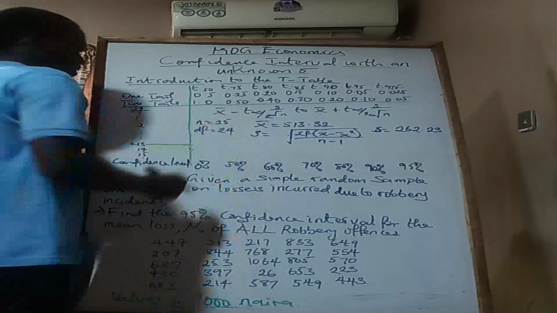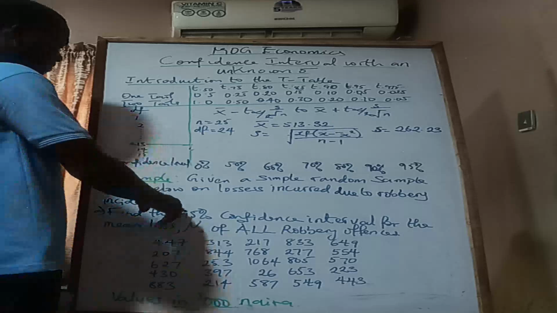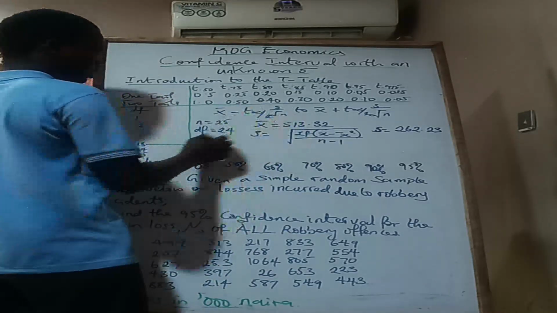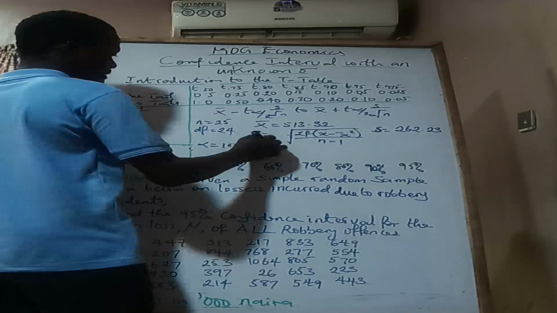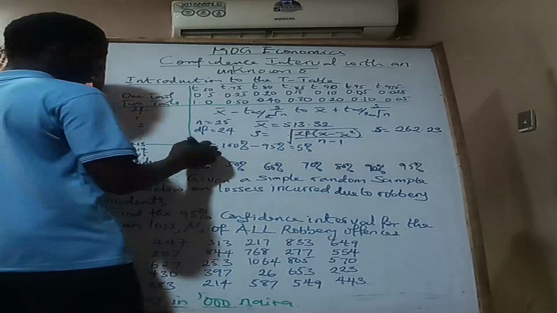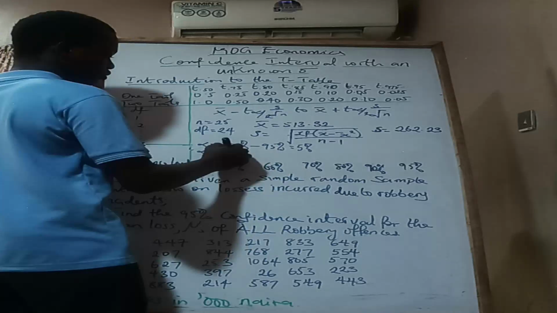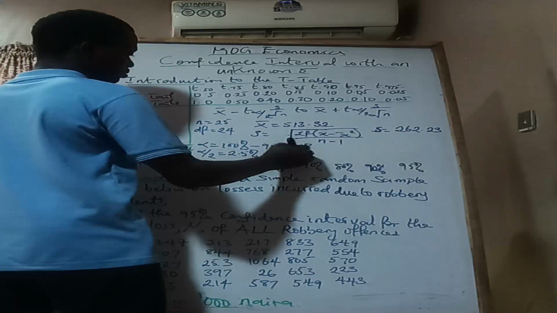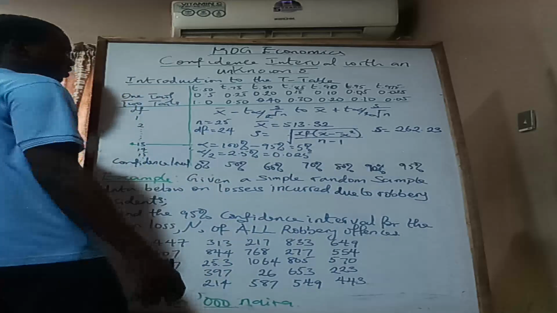So alpha, since this is 95%. I'm doing alpha over 2. Alpha on its own is 100% minus 95%, which is 5%. So alpha over 2 is 2.5%, which is equal to 0.025.